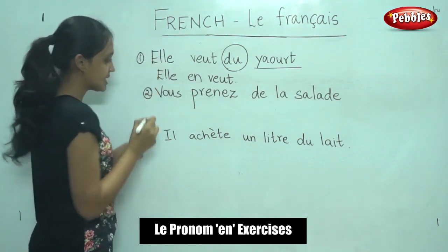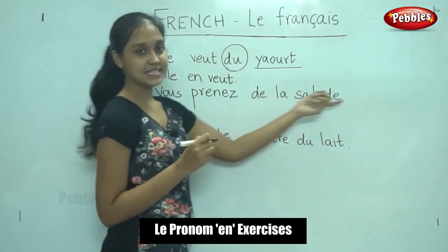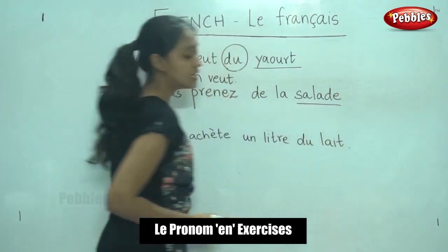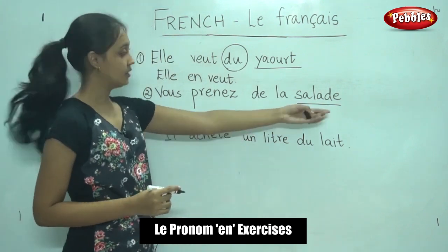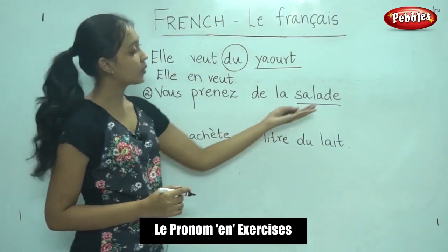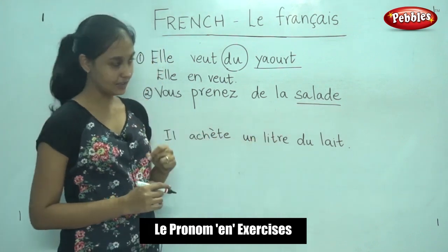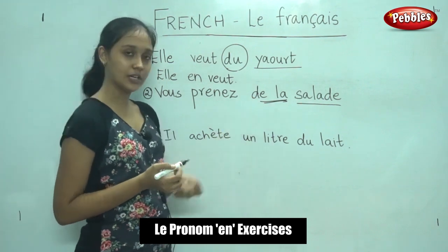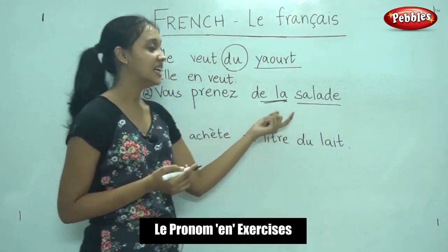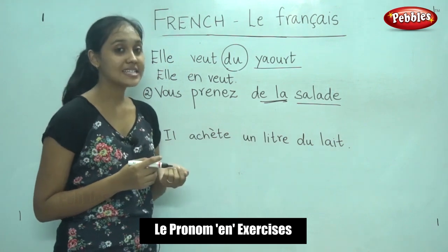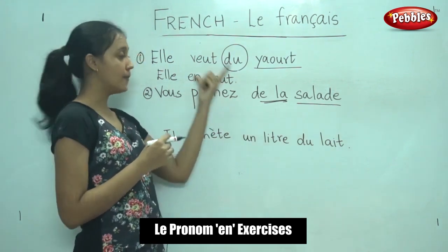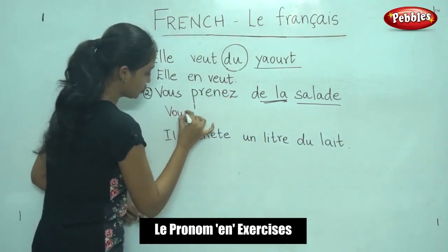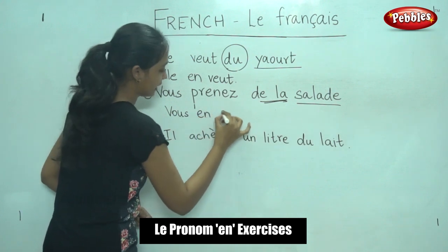The second sentence, Vous prenez de la salade. So what are we going to replace here? Salad. Salad is the noun. Now we are going to replace this with en, and it is introduced by a partitive article. Okay. So we are going to replace it with en, and where do we place en? We place it before the verb. The verb here is prenez. So Vous en prenez.